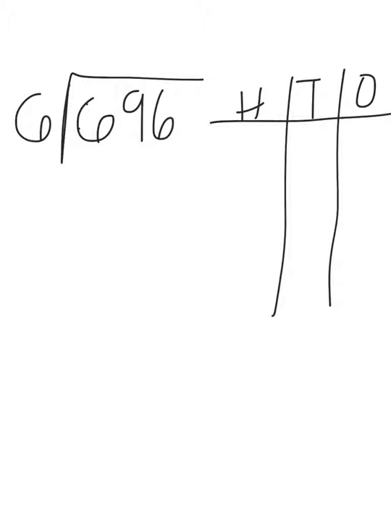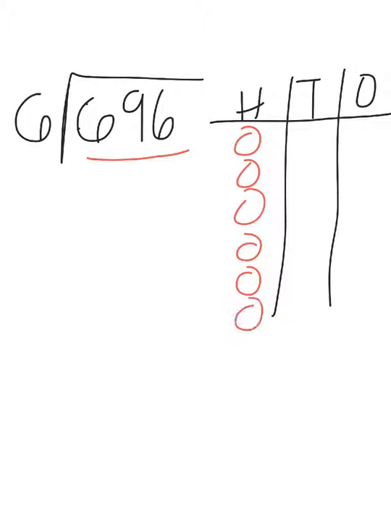But we're going to talk to you about how to do 696 divided by 6. So first we're going to take our dividend right here and we're going to draw it in our hundreds, tens, and ones chart. So in 696, how many hundreds do we have? 6. 1, 2, 3, 4, 5, 6. How many tens do we have? 9. 1, 2, 3, 4, 5, 6, 7, 8, 9. And how many ones do we have? 6.